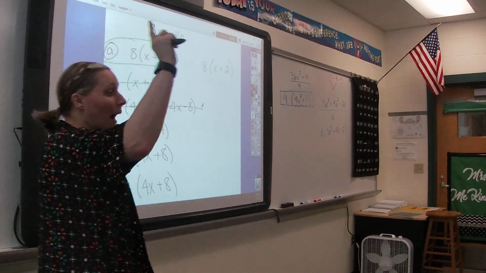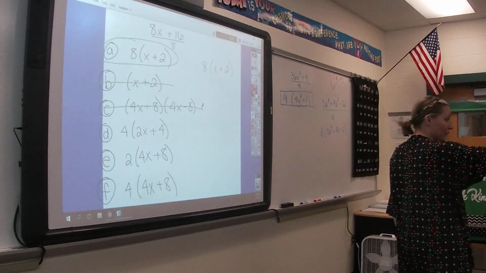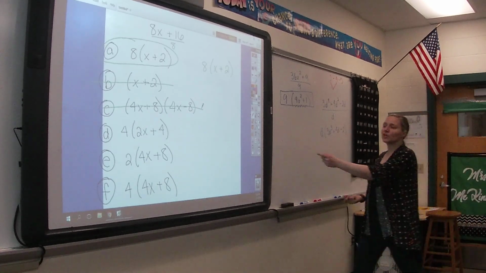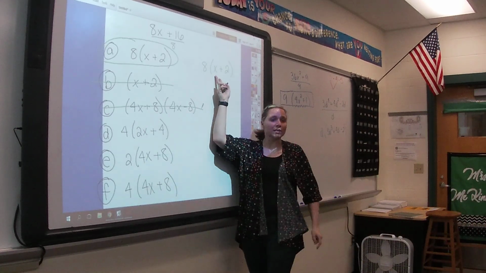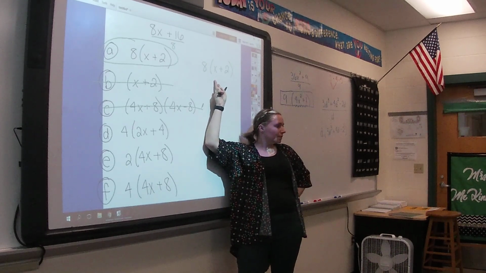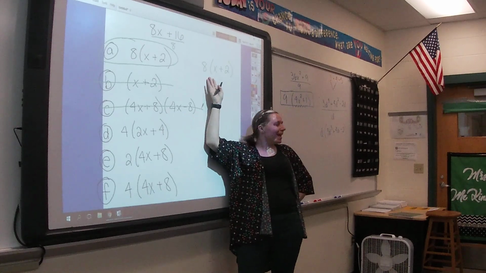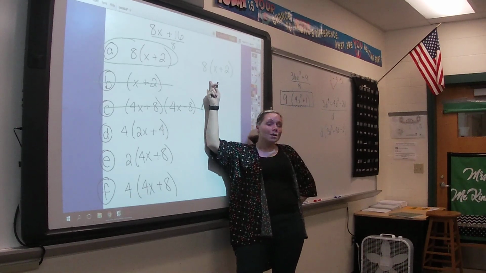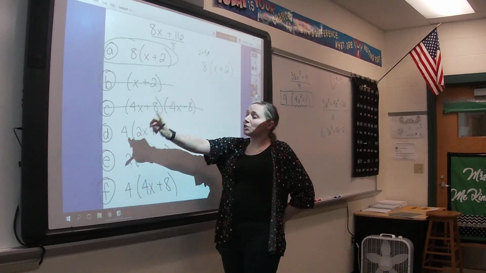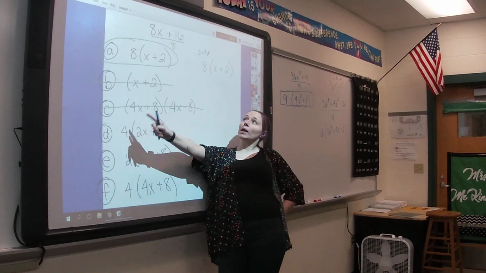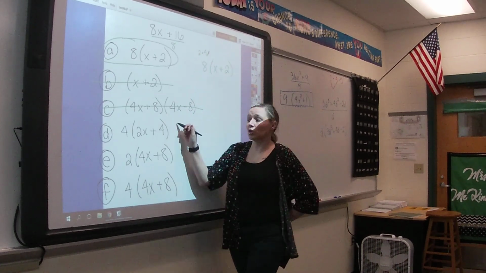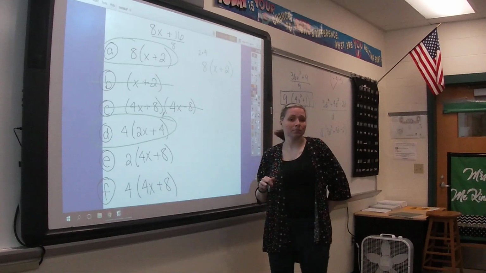So option 1 was that we could multiply it out and see if it's equivalent. How about option 2? Can we tell where this comes from based on this up here? Where does it come from? What can 8 be split into? 4 times 2. The 4 is outside. What happened with the 2? It got distributed in. So this could be an answer.